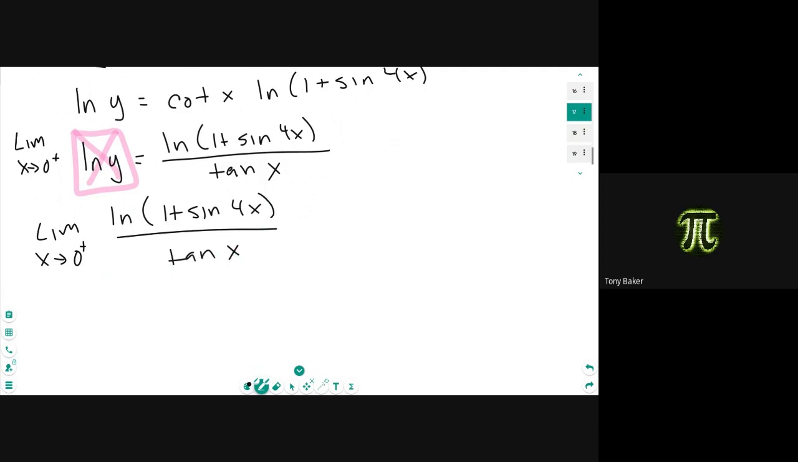All right, if I plug in 0 to this, I'm going to get 0 over 0. So I need to do L'Hopital's. All right, so find me my derivative of the top and the bottom.